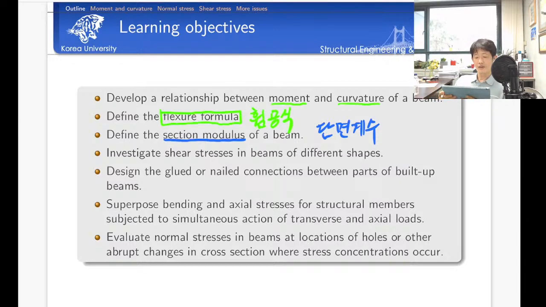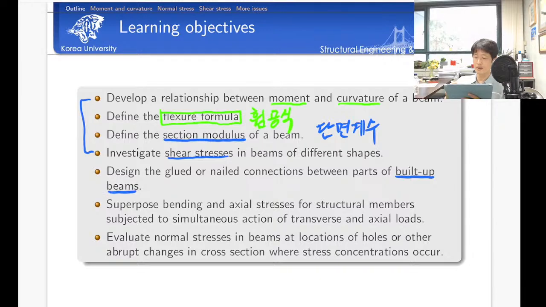And then we'd like to investigate the shear stress in beams of different shapes. After that, this is for the basic information regarding the forces, internal forces and internal stresses. So after that, rather than talking about just ordinary beams, we'd like to talk about built-up beams.